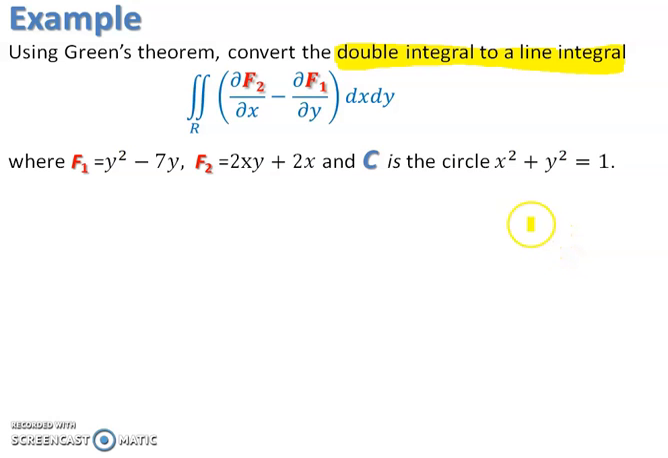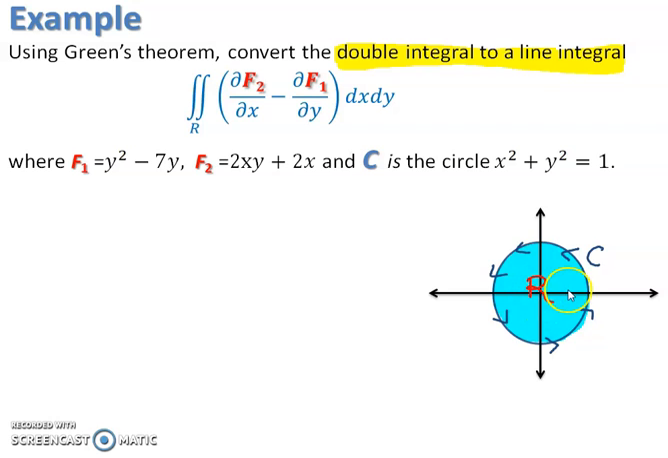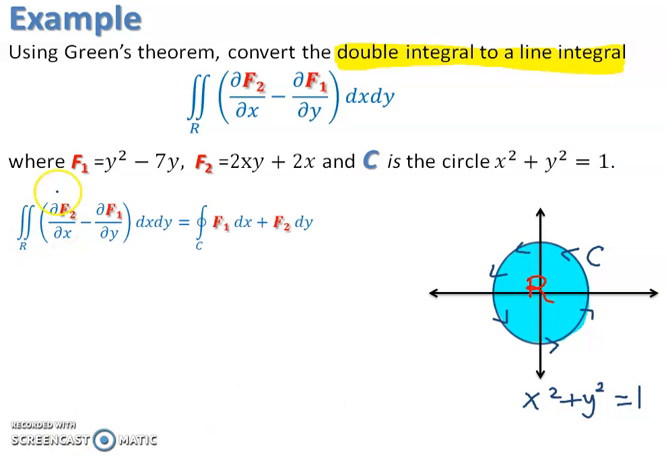We need to sketch the graph of the region R first. This is our region R. It is bounded by the curve C. C is the circle x squared plus y squared equals 1. To convert the double integral to a line integral, we use Green's theorem, and this is the theorem.